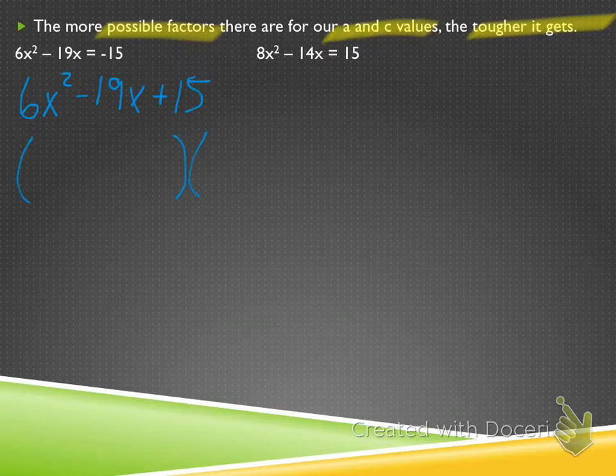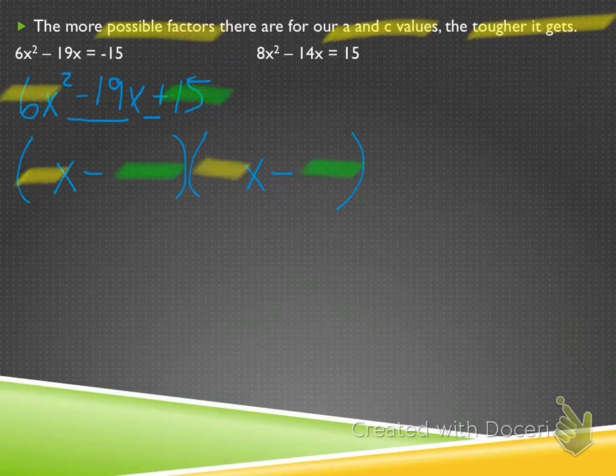Again, I'm going to draw my parentheses. Since my C value is positive, I know these are both going to be the same. Since it's a negative sign for my B value, I know they're both going to be subtraction signs. Then again, my first terms have to multiply to give me 6, and my last terms have to multiply to give me 15. The ways I get 6 are 6 and 1, 3 and 2. The ways I multiply to get 15 are 15 and 1, and 5 and 3.